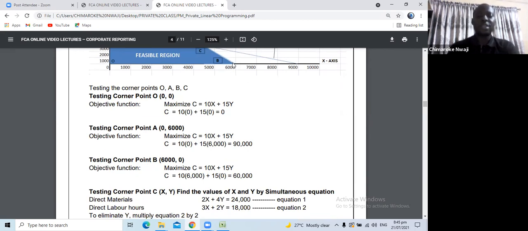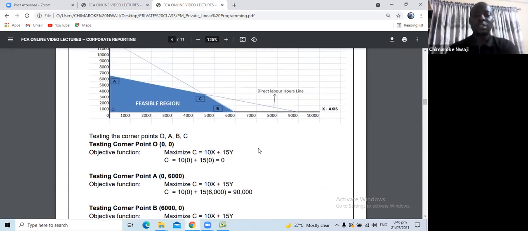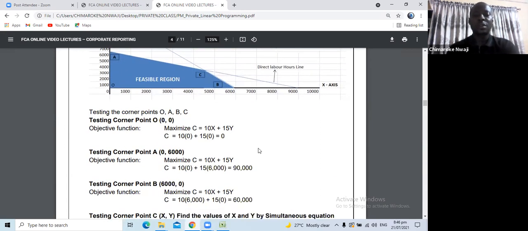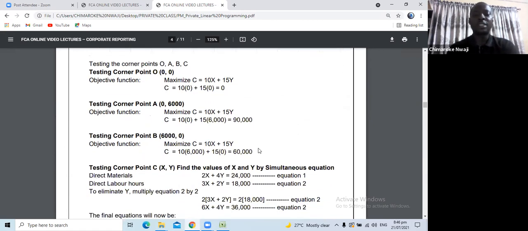At point B here, X is 6,000 and Y is 0. So we check 10 times 6,000 gives 60,000. 15 times 0 will give you 0. So here is 60,000. So looking at points O, A, and B, A seems to be leading because it is 90,000. All right, so let's look at point C.